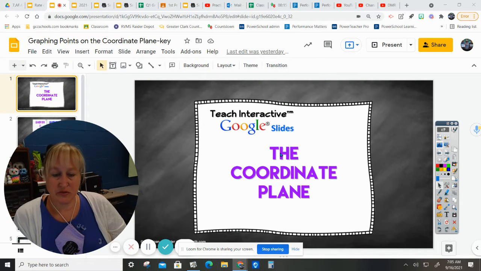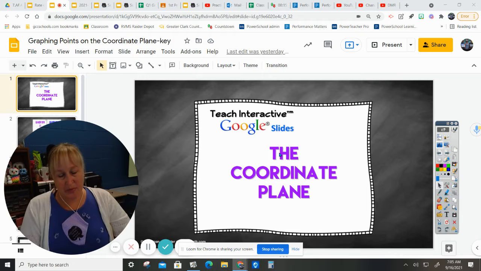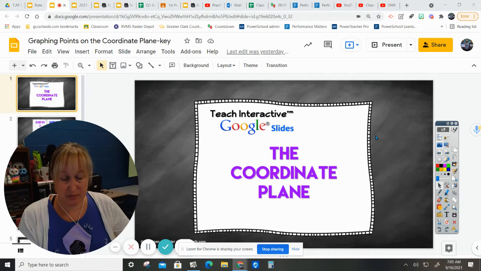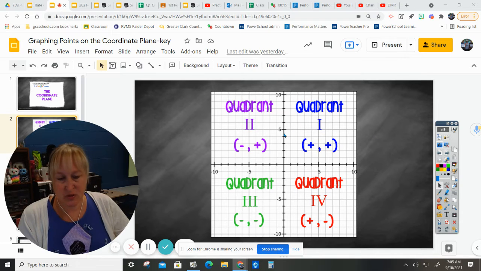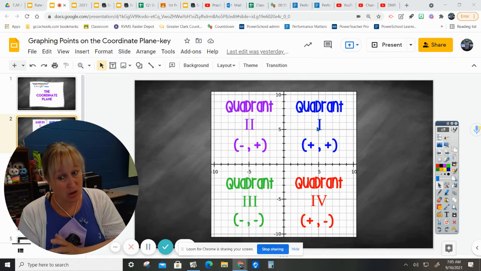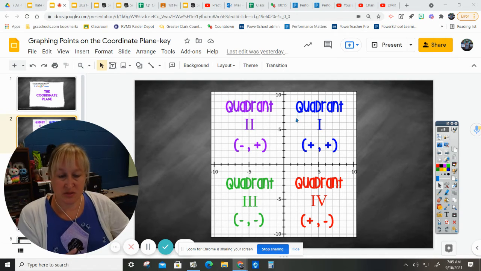Today we are going to be reviewing and learning new vocabulary for the coordinate plane. Coordinate plane is just graphing. So the first thing that we need to know is about the quadrants. It goes in reverse, so counterclockwise in terms of numbering.